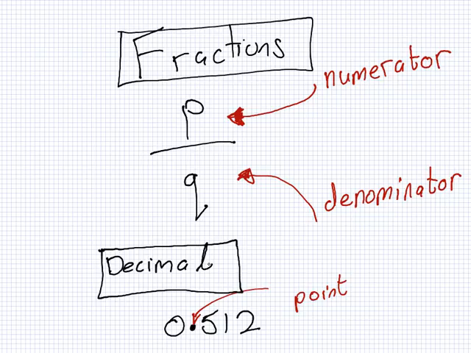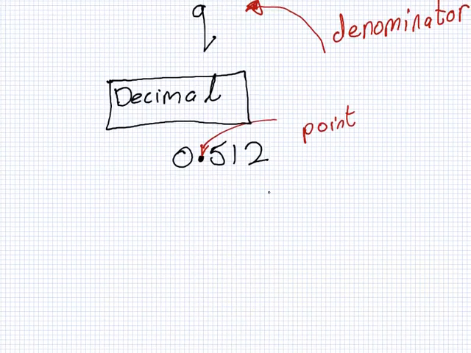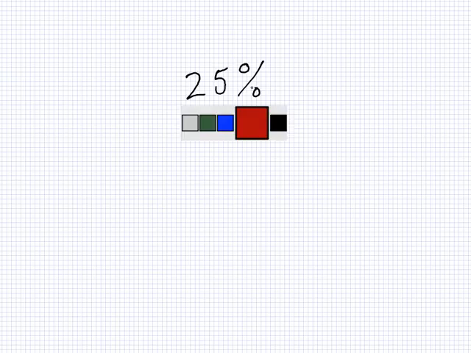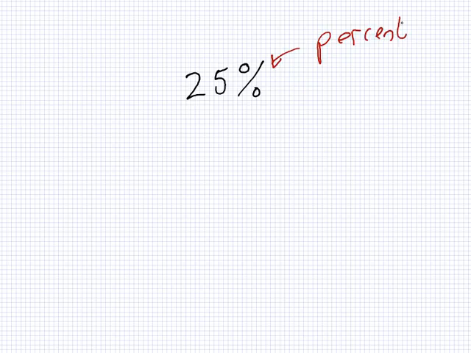Got that? Okay. Next type of number you will need to know. We have, I think you know this one, a number like this. This is called a percent. Good? Okay, next.